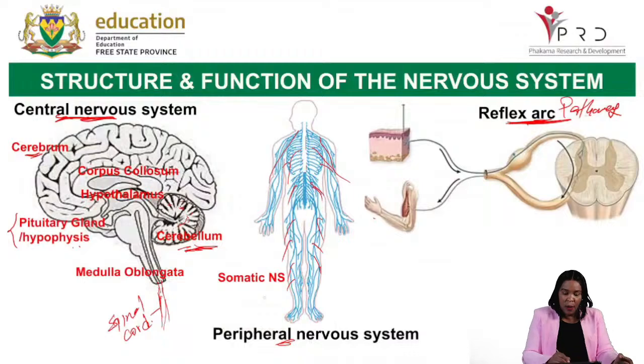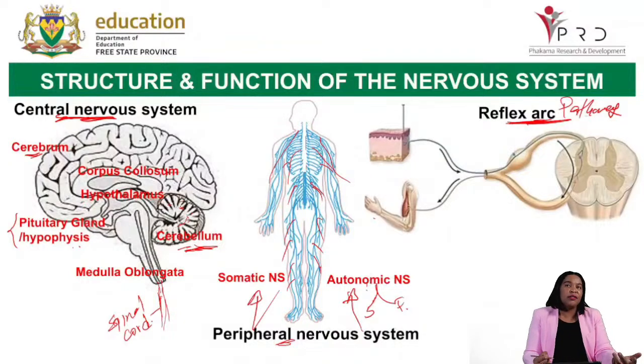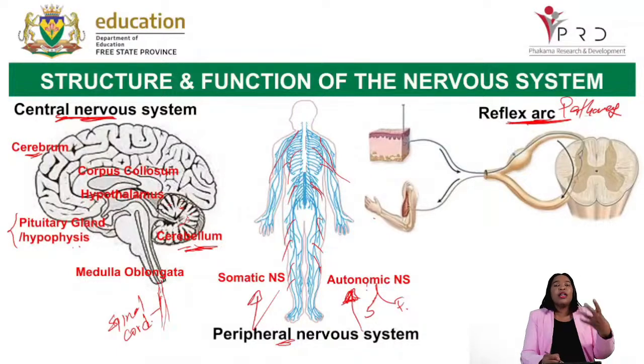Then our somatic nervous system of the peripheral nervous system and the autonomic nervous system. And we said the autonomic nervous system has the sympathetic division and the parasympathetic division. And you must know what is happening during a flight or fight response. How are your body parts reacting? Your eyes, your pupil dilating, your heart rate, everything that is happening in you during a flight or fight response. You must be able to describe that.